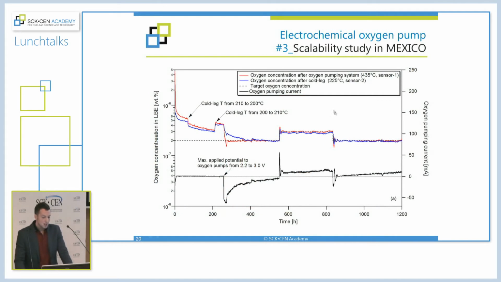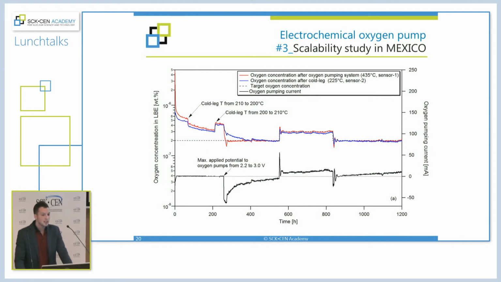So first of all, we have to focus on the red line and the blue line. Those are the oxygen concentration measured by the two sensors that I mentioned in the previous slide. The red line is the oxygen concentration in the hotter part of Mexico. The blue line is the one in the colder part. We started from an oxygen concentration of around 10 to the minus 6 weight%, and what we wanted to do was to reach this dotted line, which is our target value.